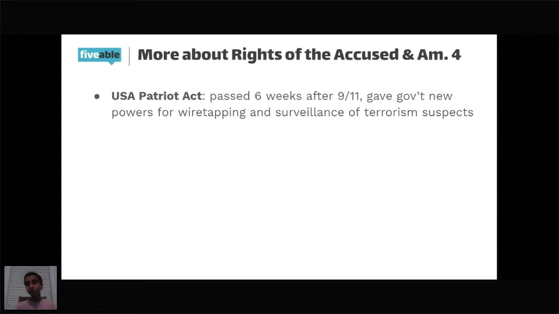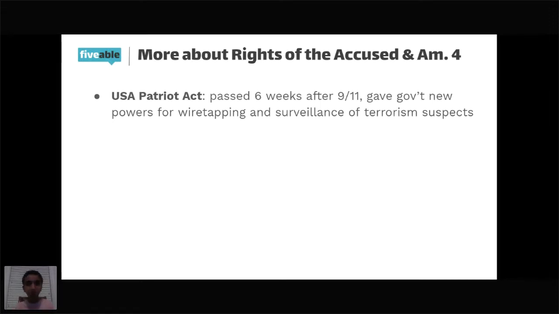After that event, the country was in uproar about how this could have happened, where people that had been tagged as terrorism suspects may not have been caught. Because it was passed 6 weeks after 9/11, this was a huge step in the power of the federal government. The federal government gained a lot more power with this, where they could wiretap and conduct surveillance of terrorism suspects.